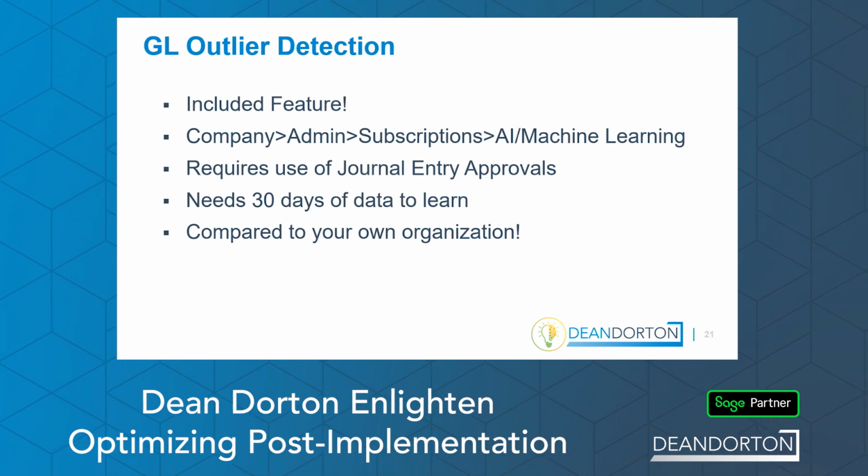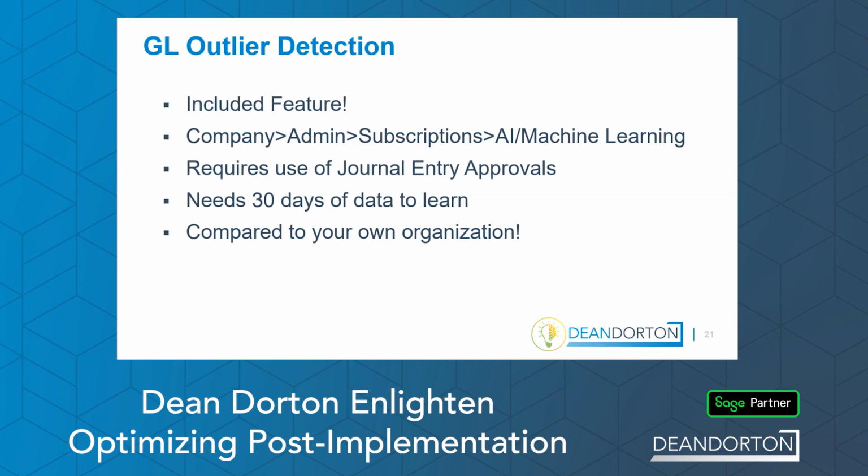Now, the cool thing about GL outlier detection, this is a free update. So when this was rolled out as part of one of the release updates, this one was included for all parties so long as you are using the journal entry approvals. If you have those approvals in place already, this is a really natural recommendation to have you improve the system.